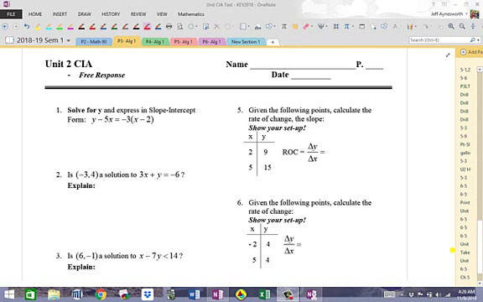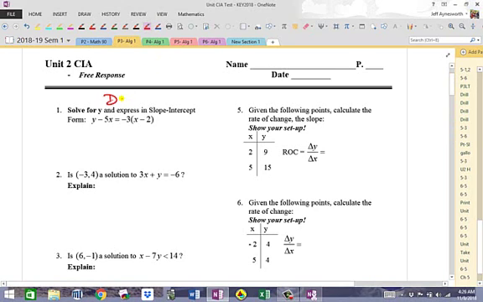This is Mr. Ainsworth. We're going to get into Unit 2 CIA test corrections here. So get out your red pen, do all corrections in red. Okay, so let's stop right there. Do all corrections in red.